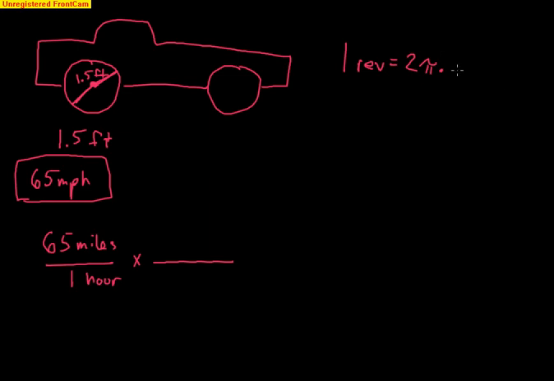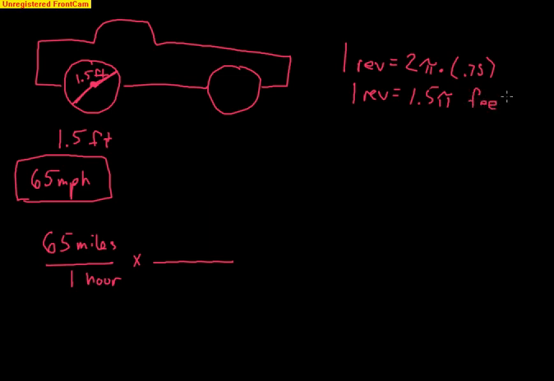So it's 2 pi times the radius. Another way of looking at circumference is just the diameter times pi, because 2 times r is the diameter. So 2 times the 0.75 would make 1.5 pi. So the revolution is 1.5 pi feet, because that is the circumference measured in feet.